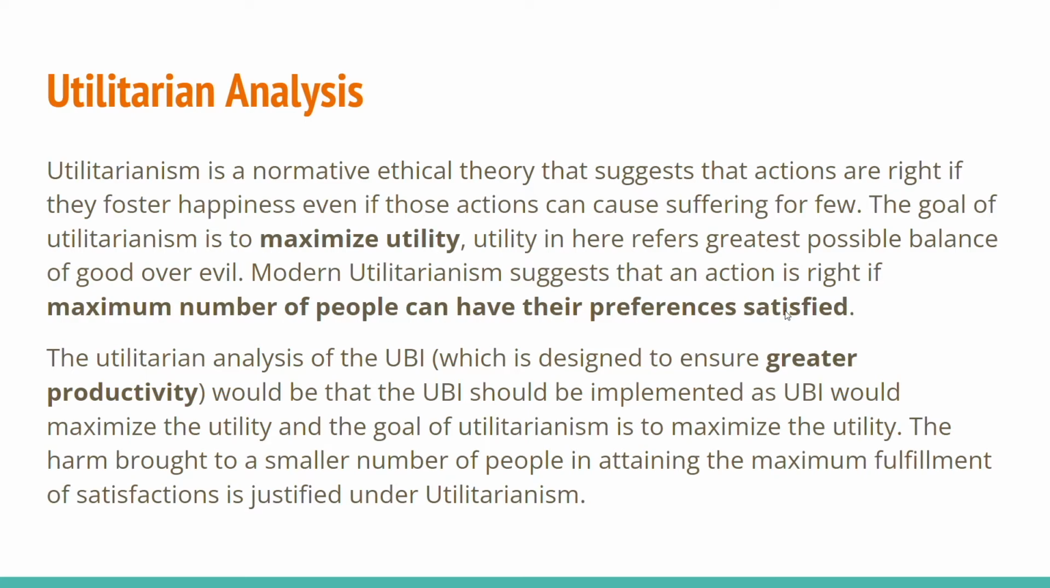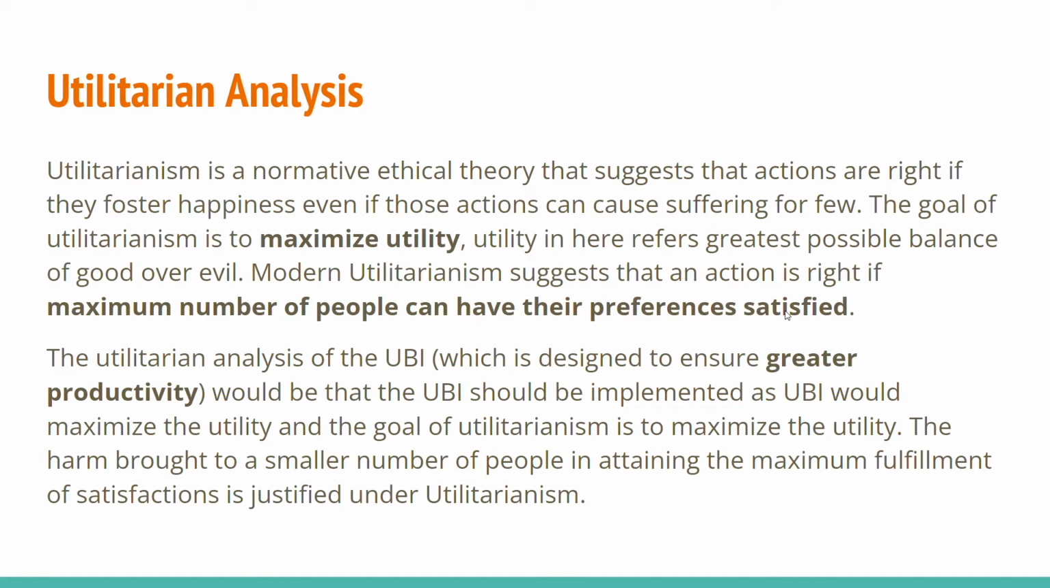Modern utilitarianism suggests that an action is right if the maximum number of people can have their preferences satisfied. The utilitarian analysis of UBI is as follows. The goal of a utilitarian is to achieve maximum utility. A UBI would maximize utility by providing people with basic living conditions, thereby presenting them with more choices. Therefore, we should implement UBI.